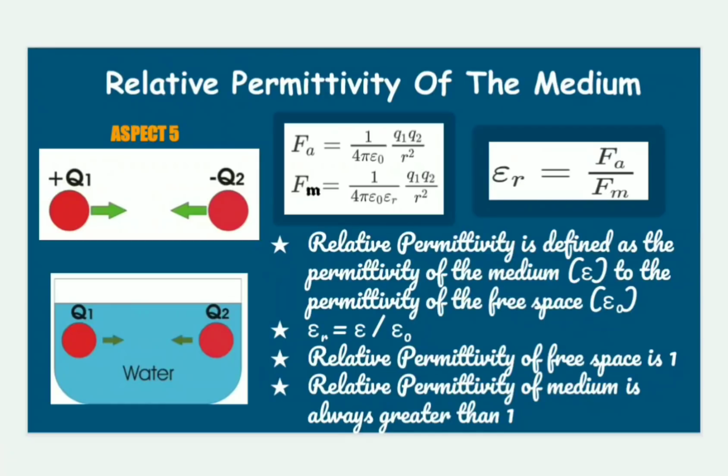So here epsilon naught is going to be a constant all the time, and epsilon will be varying according to the medium. So what is epsilon r now? Epsilon r is epsilon by epsilon naught. How have they got it? Very simple. Look into the formula.